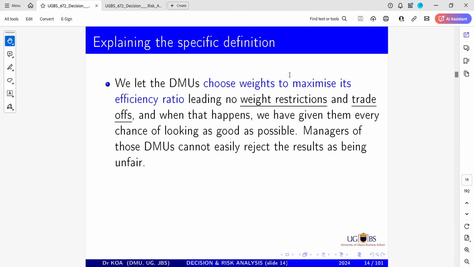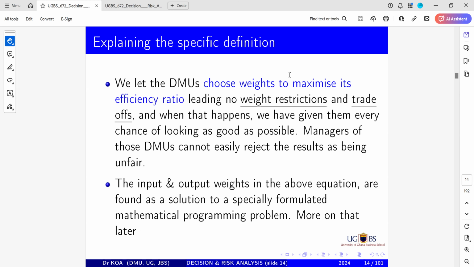And when the units are allowed to choose their own weight, what it means is that we have given every firm, every unit, every DMU, every chance to look good, every chance to be efficient. So it's not like one of them is going to say, oh, I'm sorry, I'm inefficient because you chose a weight that doesn't work with me. Managers love this approach. Managers of the firms cannot go back and say that the results of the DEA are wrong, because they were all given the choice to choose weights that will help each one of them to be efficient.